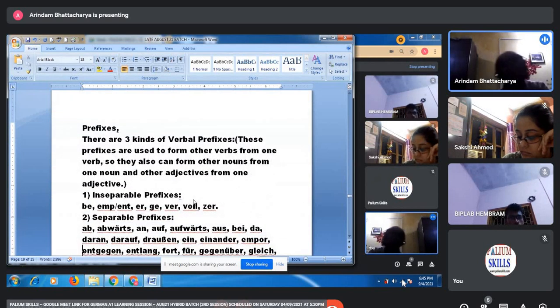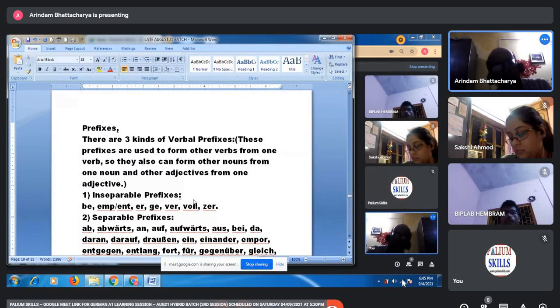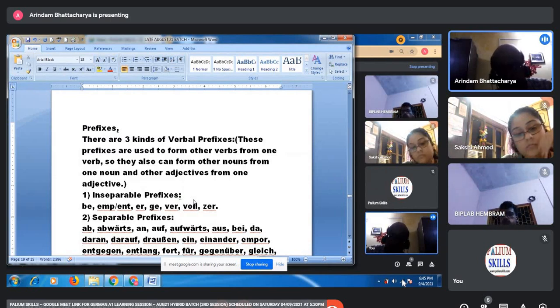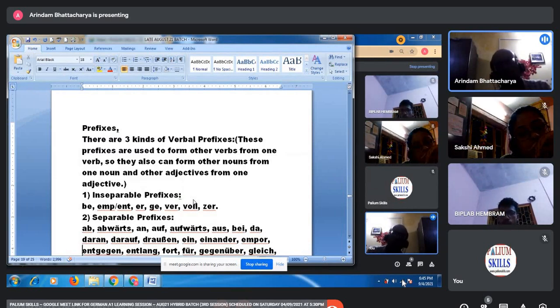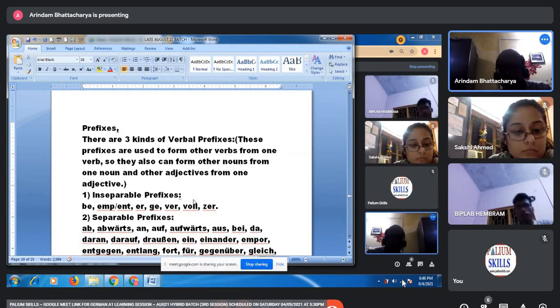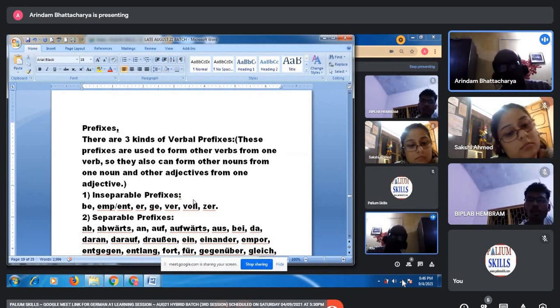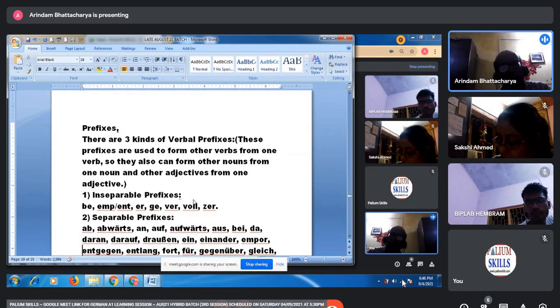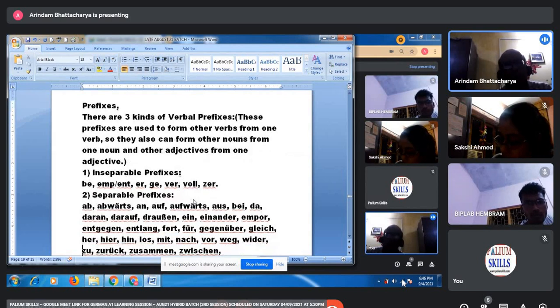And these prefixes are verbal prefixes. There are three kinds of verbal prefixes. These prefixes are used to form other verbs from one verb. So they can also form other nouns from one noun and other adjectives from one adjective. Clear? Out of these prefixes, there are inseparable prefixes, separable prefixes, and partially separable prefixes.